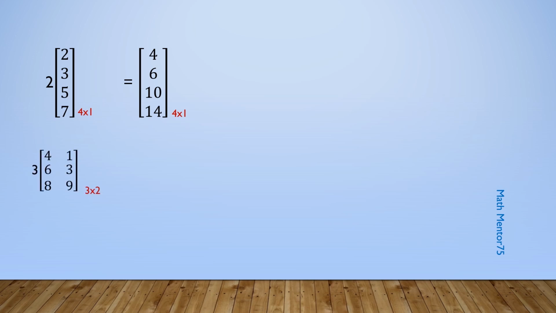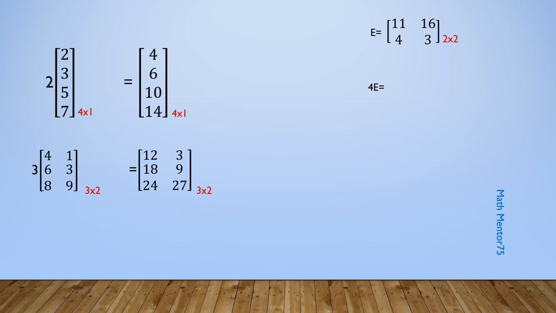For instance, in the next example, if we have scalar multiple 3, now we are going to multiply each element with 3. So the final answer is 12, 3, 18, 9, 24 and 27. Let's say we have a matrix E. This time it is labeled with a capital letter E, and we have to find 4E.